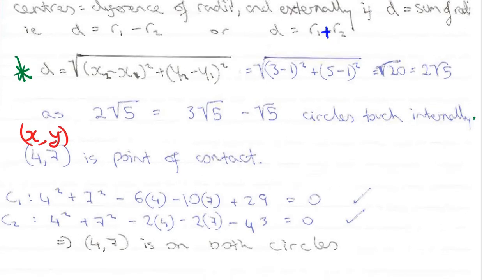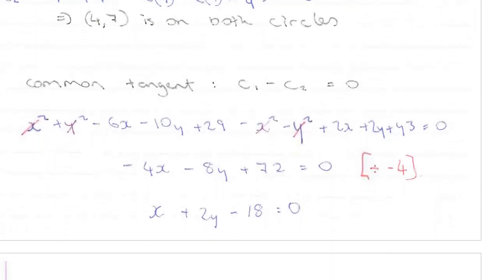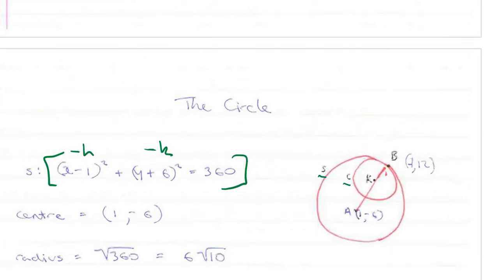The last question here asks us to find the equation of a common tangent. Well, I talked through this in a previous video. To find a common tangent, you simply subtract the equation of one circle from the equation of the other. And so when we do that, we're left with minus 4x minus 8y plus 72 equals 0. We can just tidy that up by dividing everything by minus 4. x plus 2y minus 18 is equal to 0. That's the equation of the common tangent.